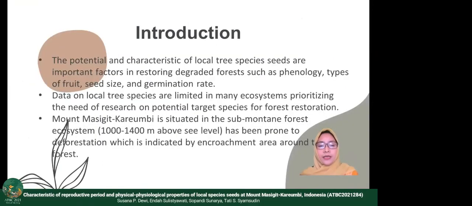Introduction: the potential and characteristics of local tree species seeds are important factors in restoring degraded forests, such as phenology, type of fruit, seed size, and germination rate. Data on local tree species are limited in many ecosystems, prioritizing the need for research on potential target species for forest restoration. Mount Masigit Karumbi is situated in the sub-mountain forest ecosystem with an altitude ranging between 1,000 and 1,400 meters above sea level, and has been prone to deforestation, which is indicated by encroachment areas around the forest.